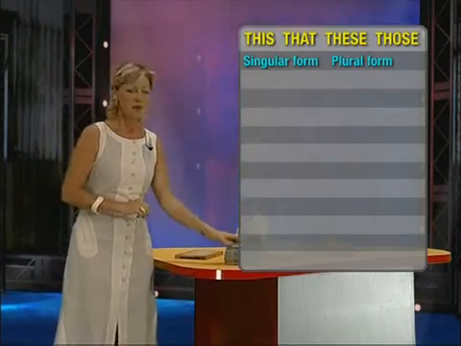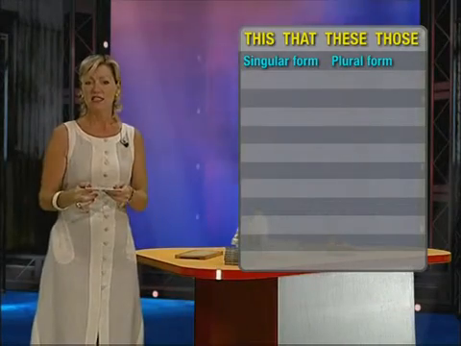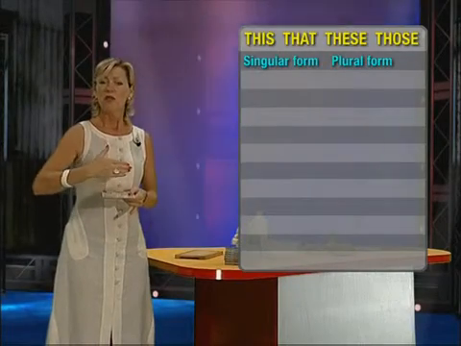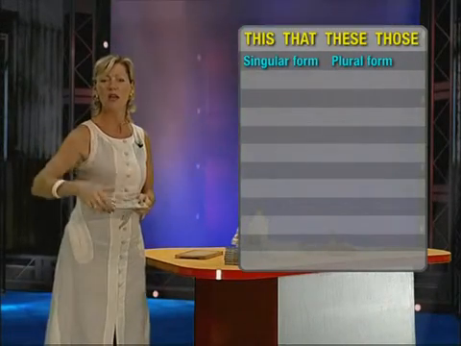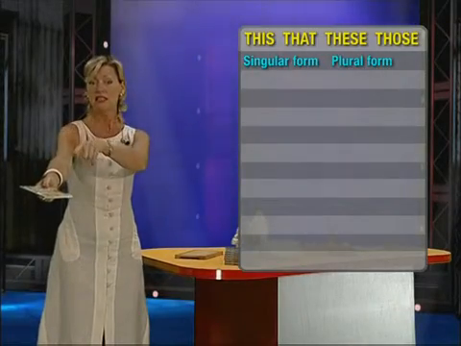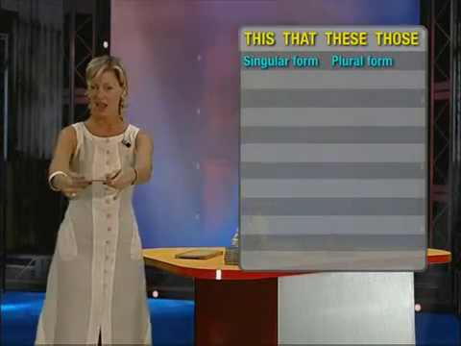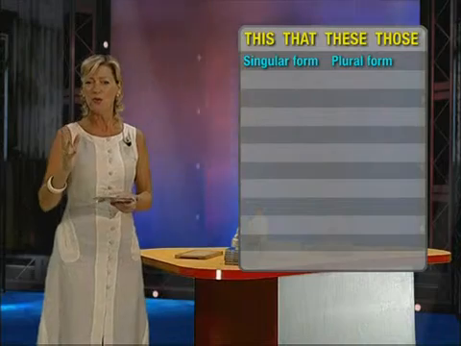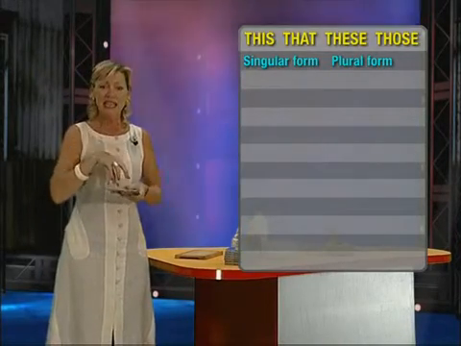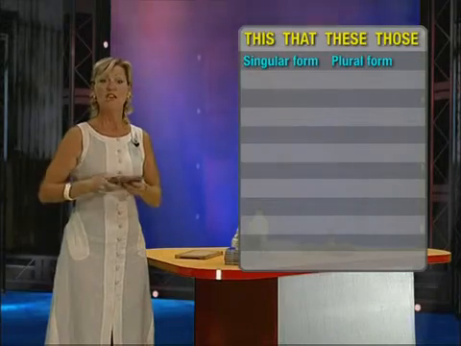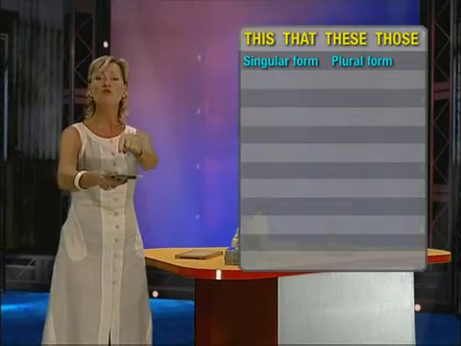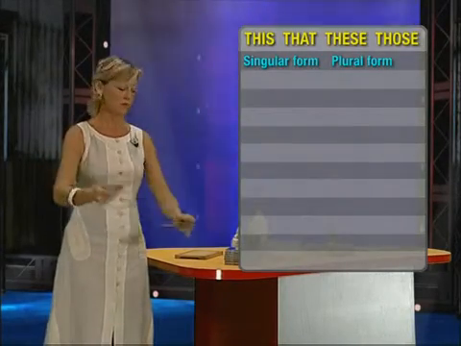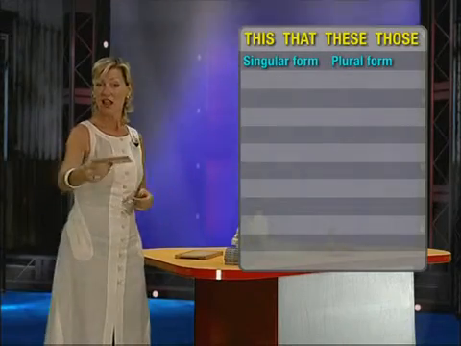Let me explain. With one object, you say this CD when it's close to you, this CD. But when it's distant from you, far away, you say that CD, this, that. All right? We hear this very often. Let me take two, plural. Now we say these CDs. When they're far from you, we say those CDs. Okay? So these, those, one, this, that.